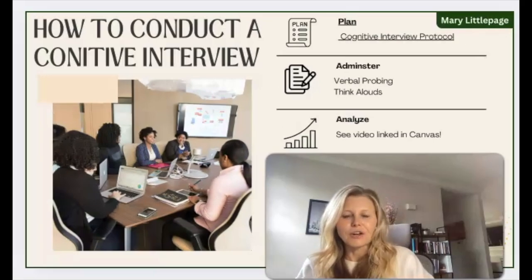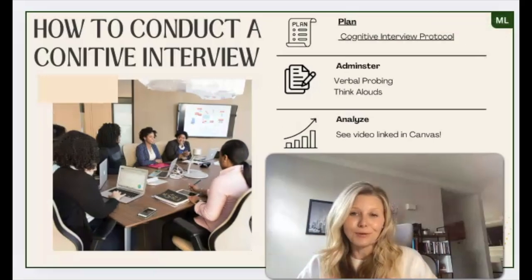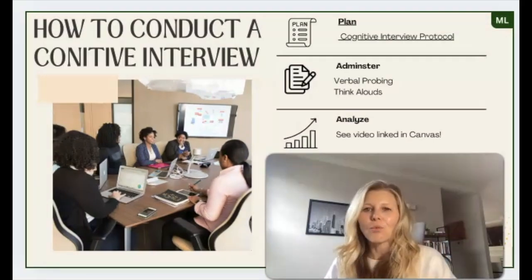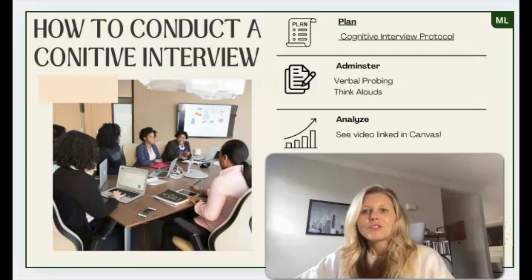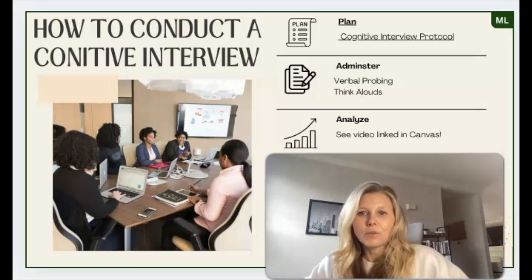So let's go ahead and look at those. In this section, we're going to think about 3 things, but really just 2, because like I said before, we're going to leave some tips and tricks on how to analyze to the experts. So for this part, we're going to think about how we will plan our cognitive interviews and how we will administer those. So let's go ahead and start with the plan.